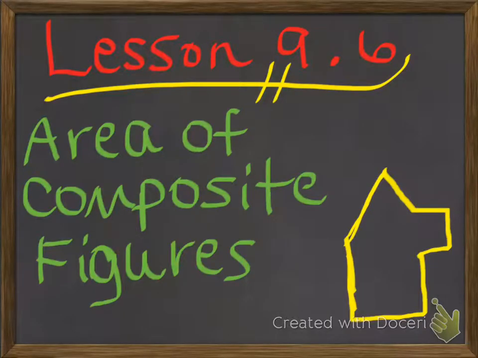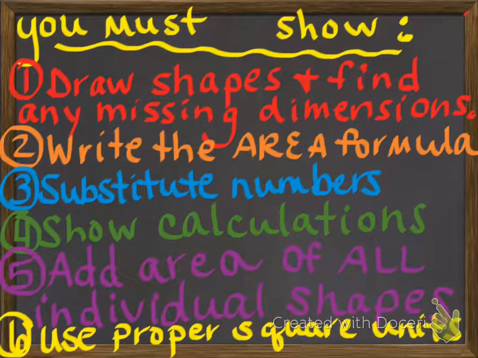Okay, I decided to delete a problem that was way too involved for what you're going to have on the test, so you may need to delete part of what was said earlier. Focusing on lesson 9.6, area of composite figures, reminding yourself the work you must show here: drawing the shapes, finding the missing dimensions. Please write the correct area formula. You must substitute the numbers, show your calculations, add the area of all the individual shapes after you have broken them down, and since it's area, use proper square units.